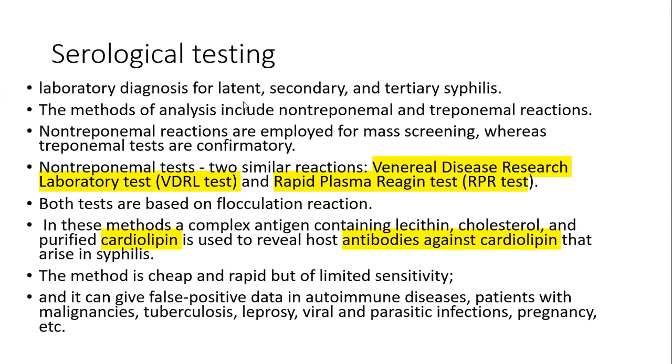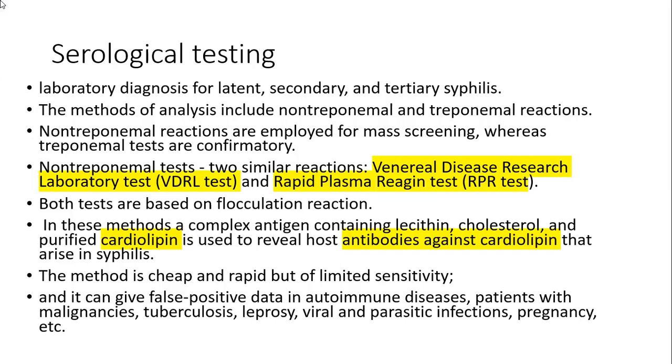Serological testing is used for laboratory diagnosis of latent, secondary, and tertiary syphilis, but not primary. In primary syphilis, all serological tests are negative, so they can't be applied in this period. The methods of analysis include non-treponemal and treponemal reactions. Non-treponemal reactions are employed for mass screening, whereas treponemal tests are confirmatory.